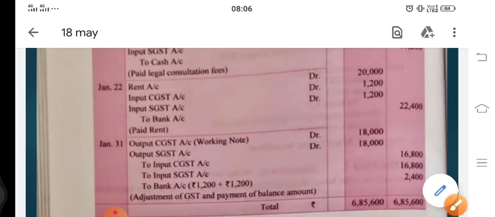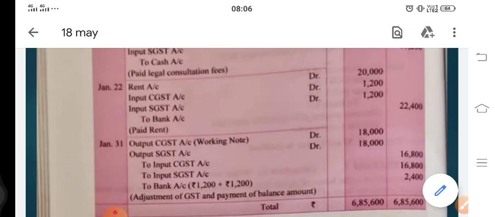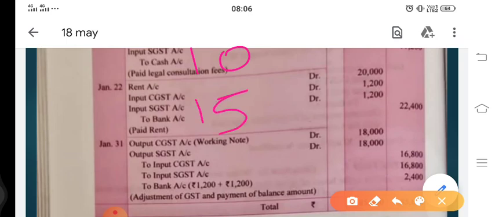Now before we discuss this adjustment, we should understand why this adjustment and how this adjustment takes place. What happens basically is, when we purchase goods, we have to pay GST, and when we sell goods, we collect GST for the government. So when I was purchasing goods, I paid rupees 10 for GST, and when I sold the goods, I collected rupees 15 for GST.